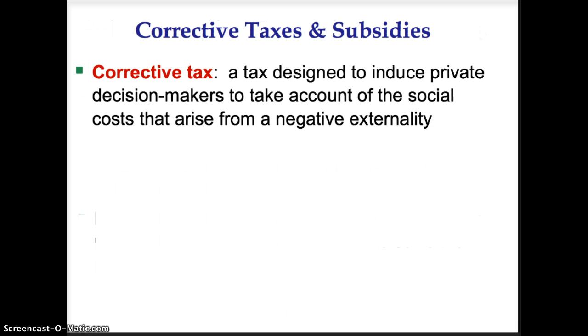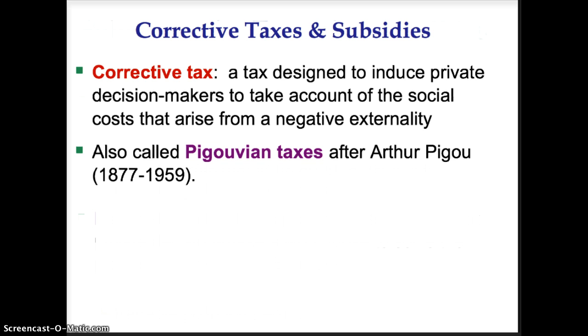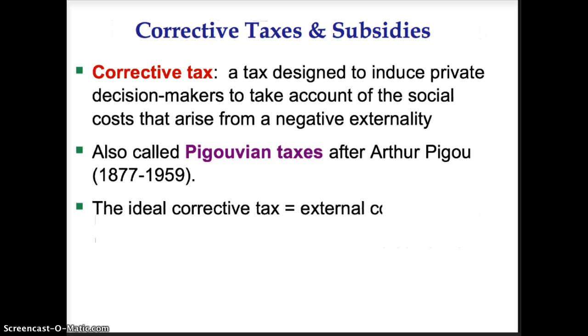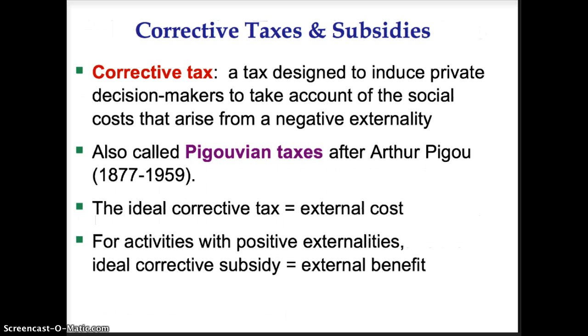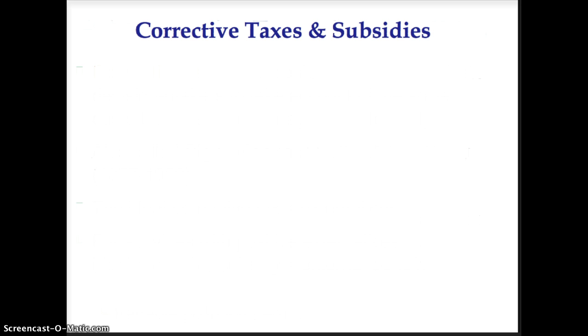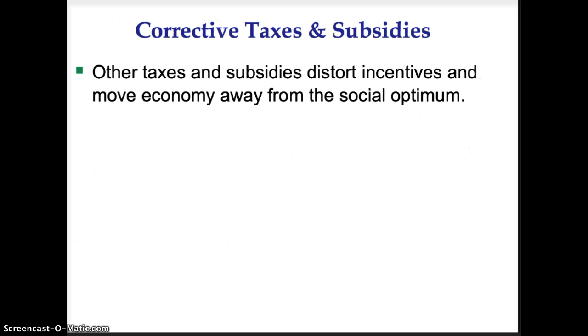A corrective tax is designed to induce private decision makers to take into account the social costs that arise from a negative externality. Corrective taxes are also called Pigovian taxes after the economist Arthur Pigou. The ideal corrective tax would equal the external cost of the negative externality. For activities with positive externalities, the ideal corrective subsidy would equal the external benefit. Other taxes and subsidies distort incentives and move the economy away from the social optimum.